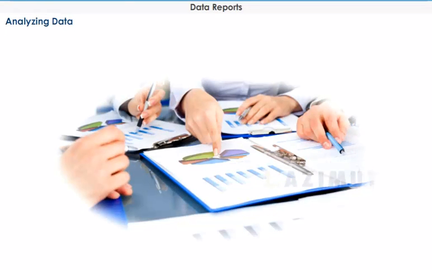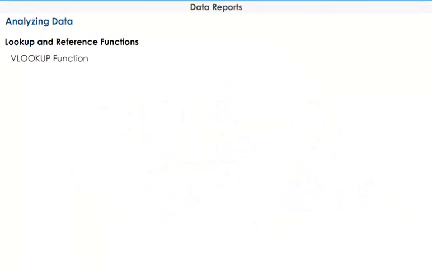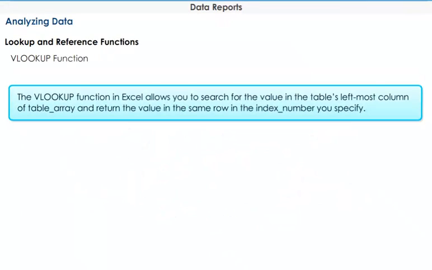Using specialized functions. Now, we will see the lookup and reference functions. VLOOKUP function. The VLOOKUP function in Excel allows you to search for a value in the table's leftmost column of table_array and return the value in the same row from the column index number you specify.